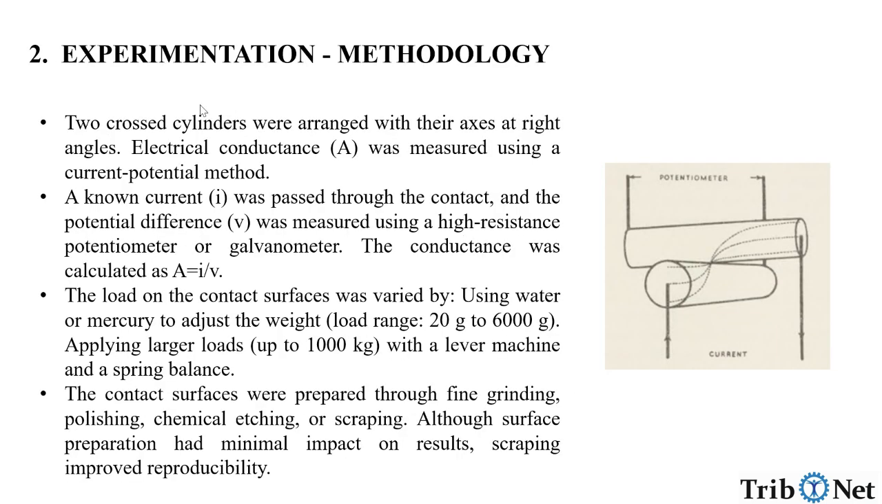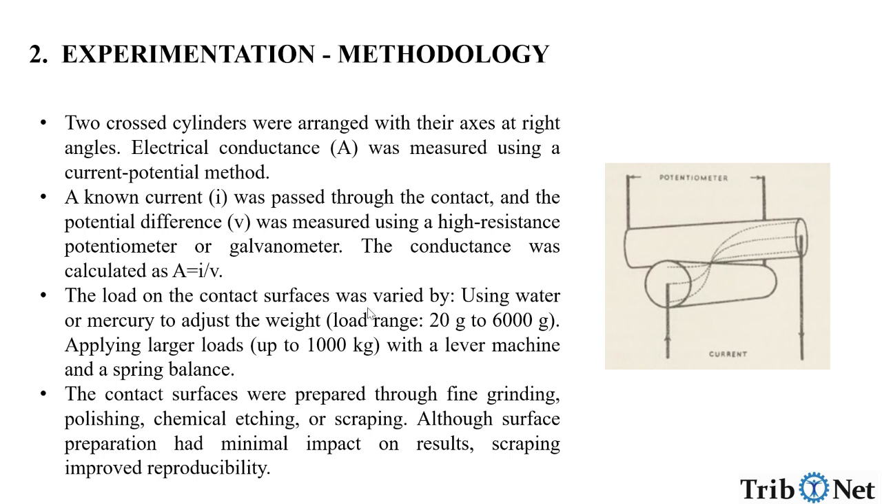What were the experimentation and the methodology they used? They used two cross cylinders arranged with their axes at right angles, and the electrical conductance, capital A, was measured using a current-potential method. Here, a known current, small i, was passed through the contact, and the potential difference V was measured using a high resistance potentiometer or galvanometer, and the conductance was calculated using A equals I by V.